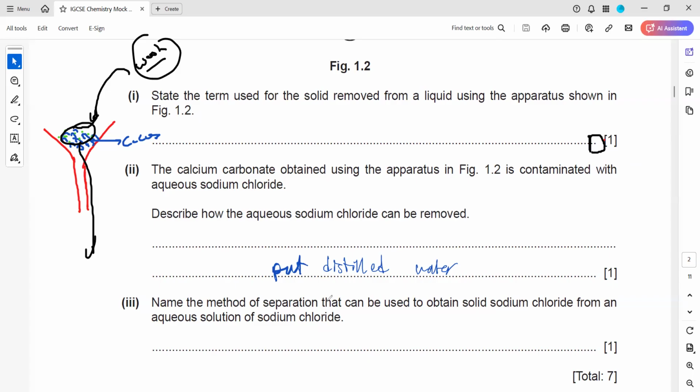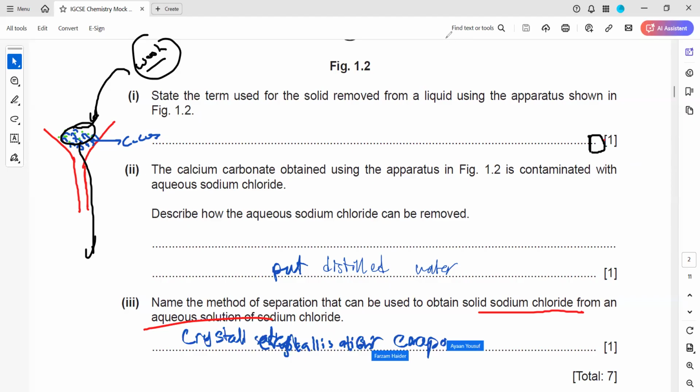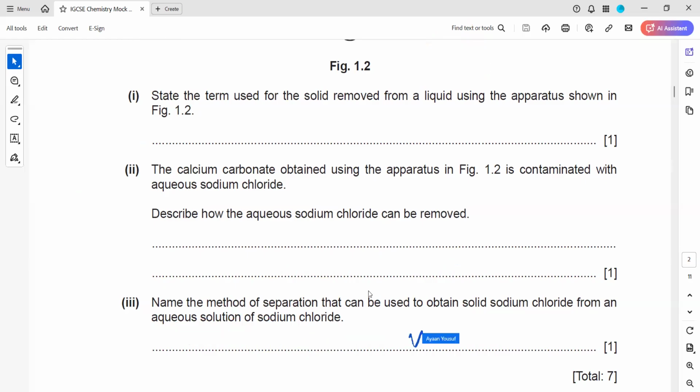The next is: name a method of separation that can be used to obtain solid sodium chloride from aqueous sodium chloride. We should use crystallization or evaporation. Decanting will not make a difference here. Decanting is when we pour the liquid out into another container and allow the solid to be left behind. So if you want to separate a liquid from an insoluble substance, that is decanting. Use crystallization or evaporation, both are acceptable, but not decanting. Decanting will not work, it's only for insoluble substances.